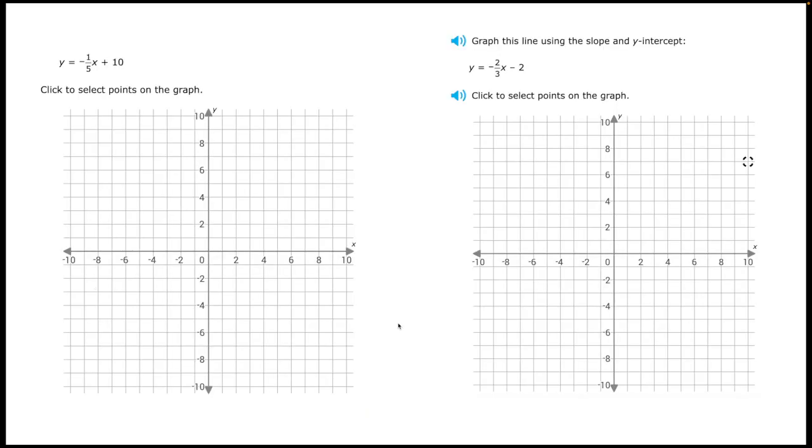All right, it's time to practice what you just learned. Go ahead and pause the video and try these 2 problems on your own. And when you're ready, you can unpause the video and we'll check your answers.